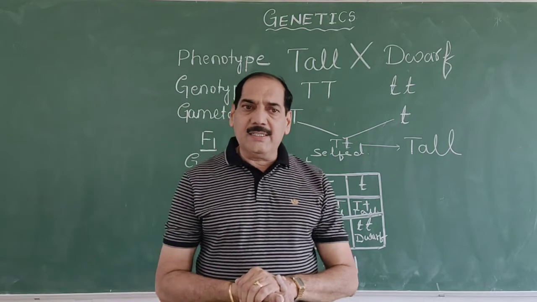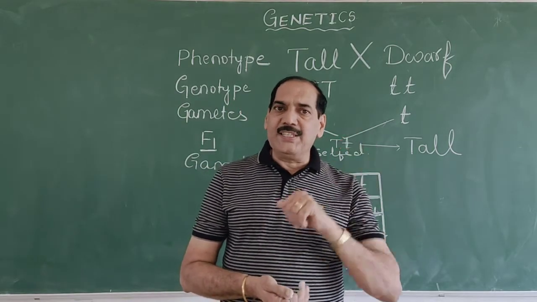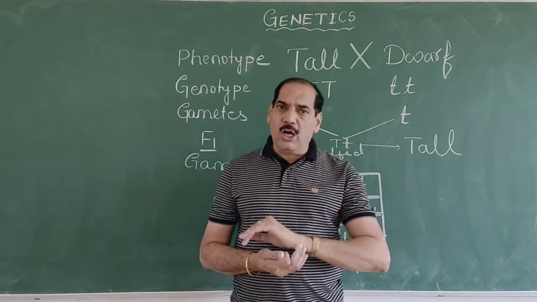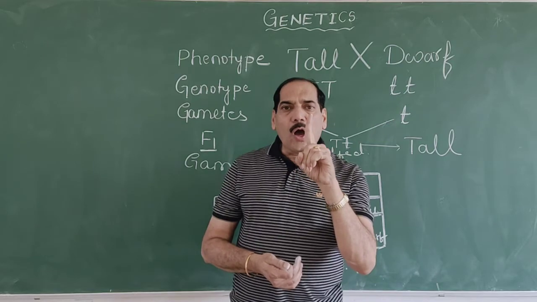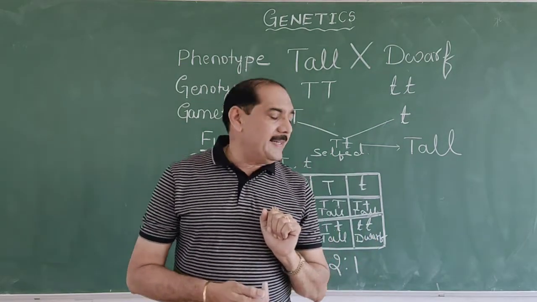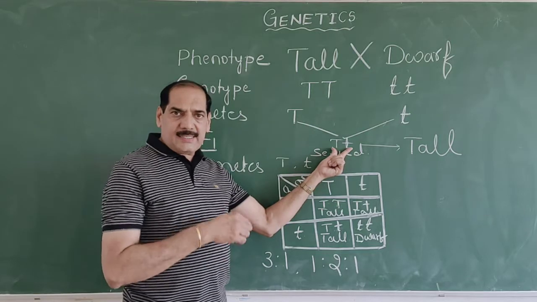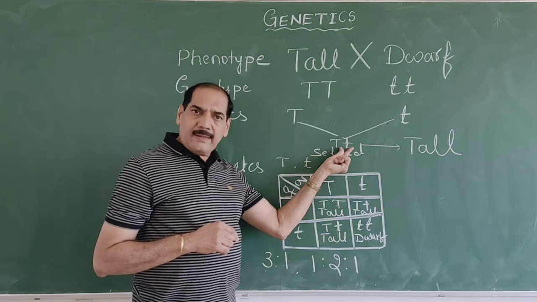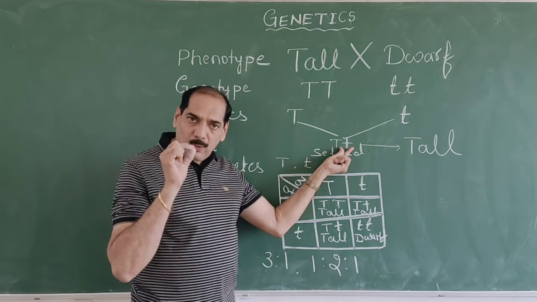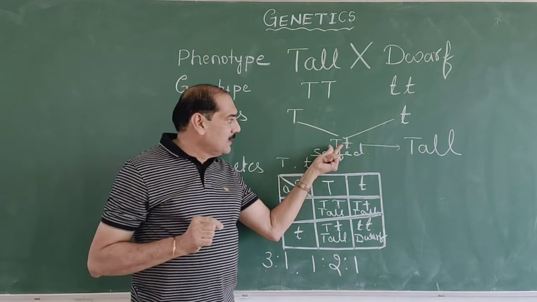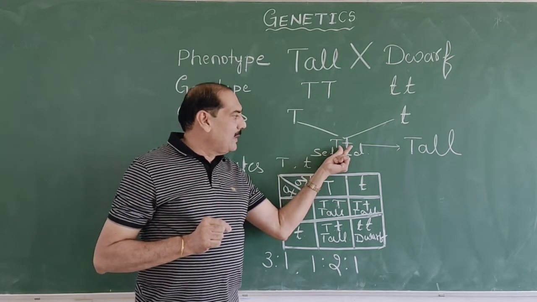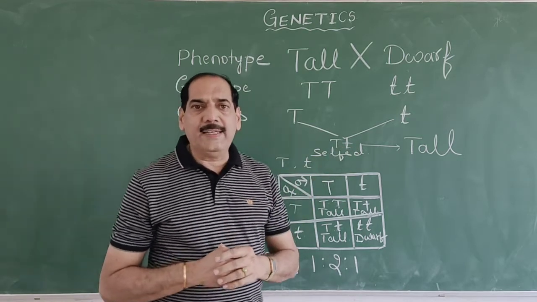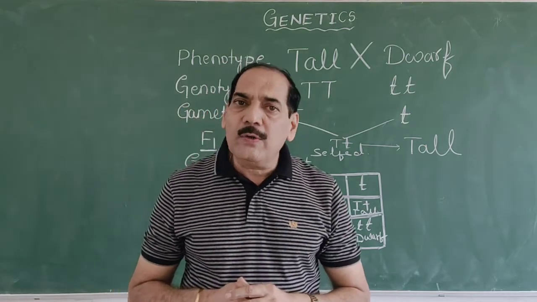By observing the result of this one gene inheritance, Gregor John Mendel proposed two laws. One, law of dominance. What it states: in a heterozygous condition, one factor will express, another character will suppress. Always in heterozygous condition, the dominant factor will suppress the recessive factor. That's why he formulated one law, that is law of dominance.